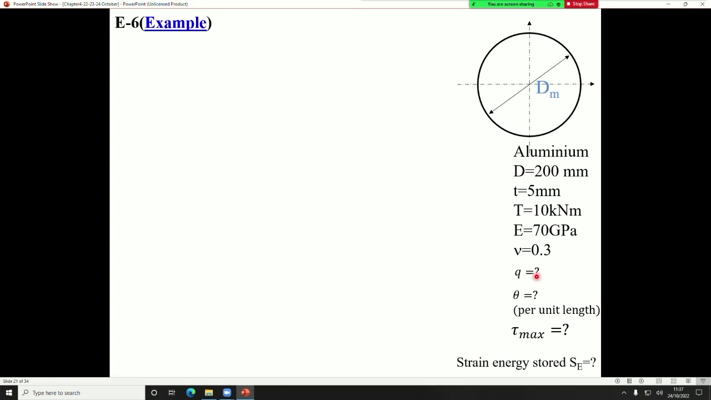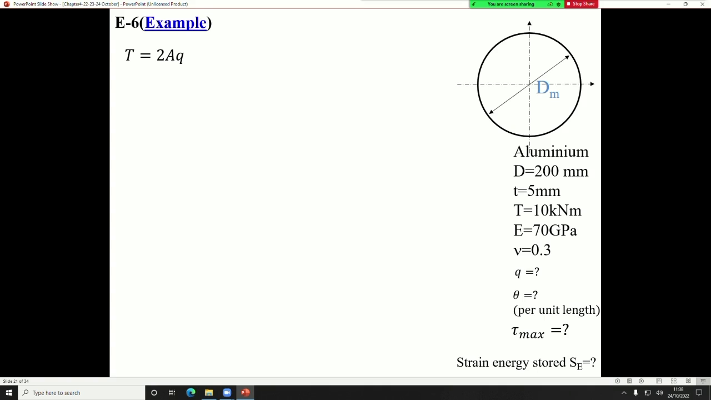So first we're after the shear flow. What was shear flow? Shear flow is the product of the shear stress and thickness. It's the force applied per unit length of the section, and its unit is newton per meter or newton per millimeter. So T is equal to 2Aq. What is A? Area enclosed by the perimeter.